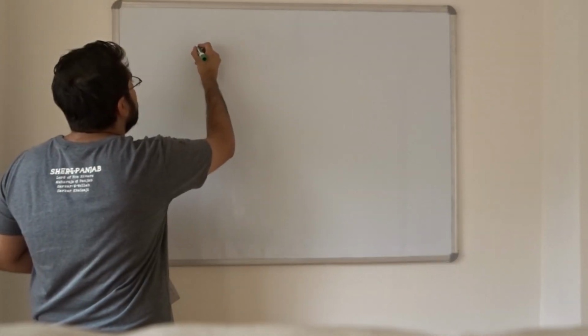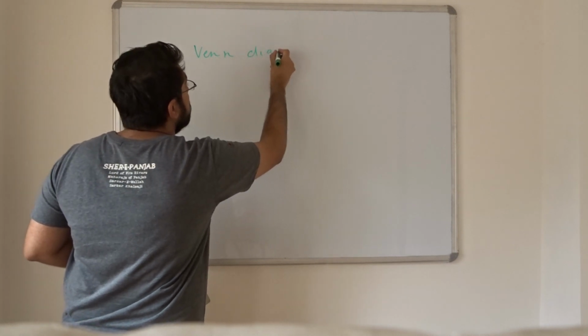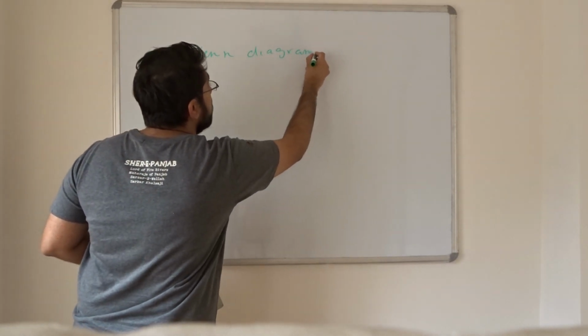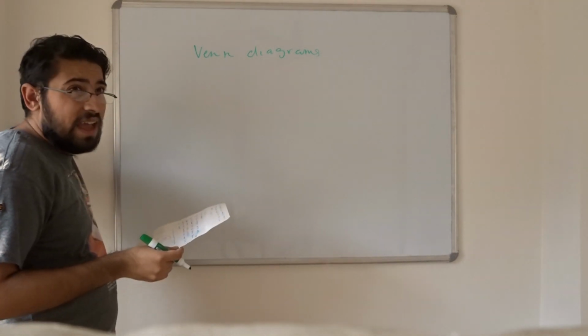So now what are Venn diagrams? I really apologize about the power set, but it happens sometimes.